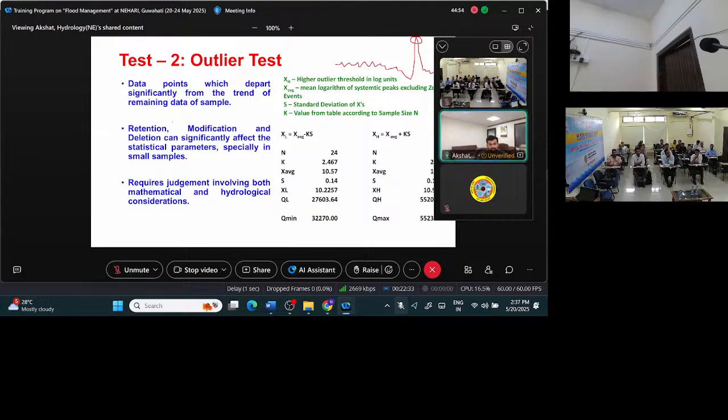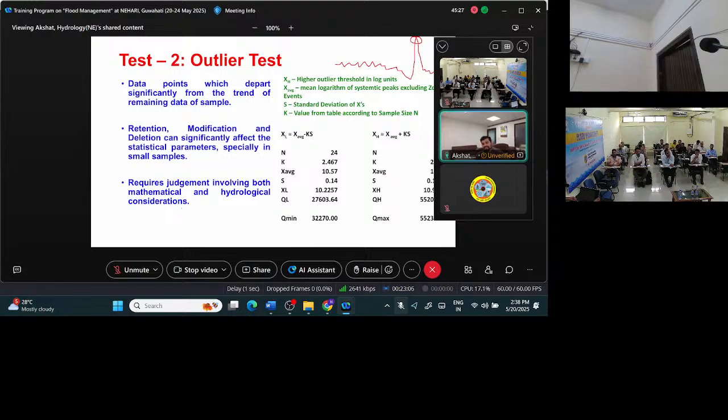Retention, modification, and deletion of outliers can significantly affect the statistical parameters, especially in small samples. For example, if we have a data set of just 24 samples, in those kinds of cases, outliers have a significant effect on many statistical parameters, and it requires judgment which involves both mathematical and hydrological consideration. First, we'll see the mathematical consideration.